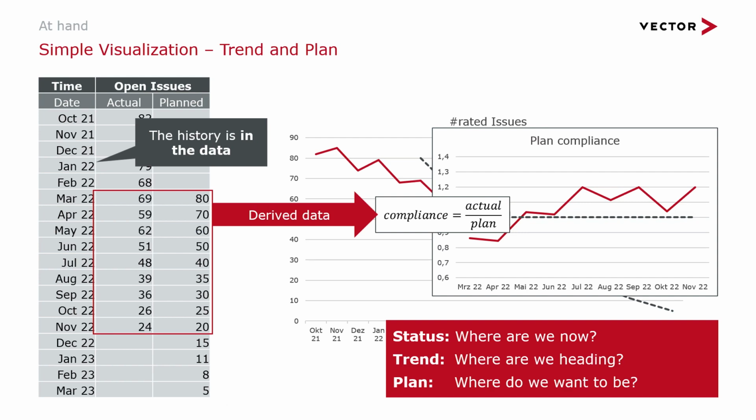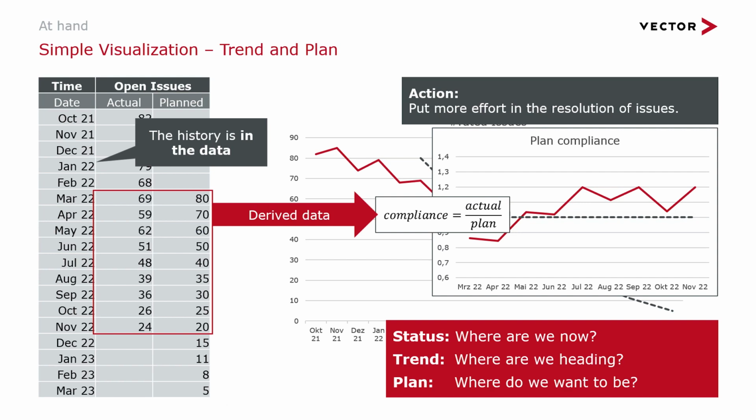Here we see that from the trend and from the distribution, normally we had up to 20% more issues than planned. From that, we can now derive actions and say, okay, we should put more effort into the resolution of issues if we want to achieve the target value in the end.